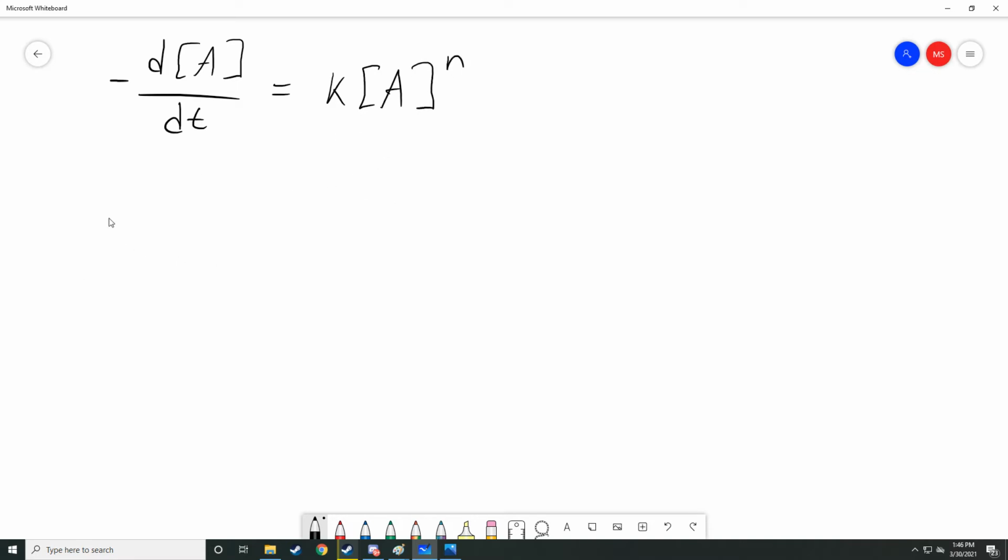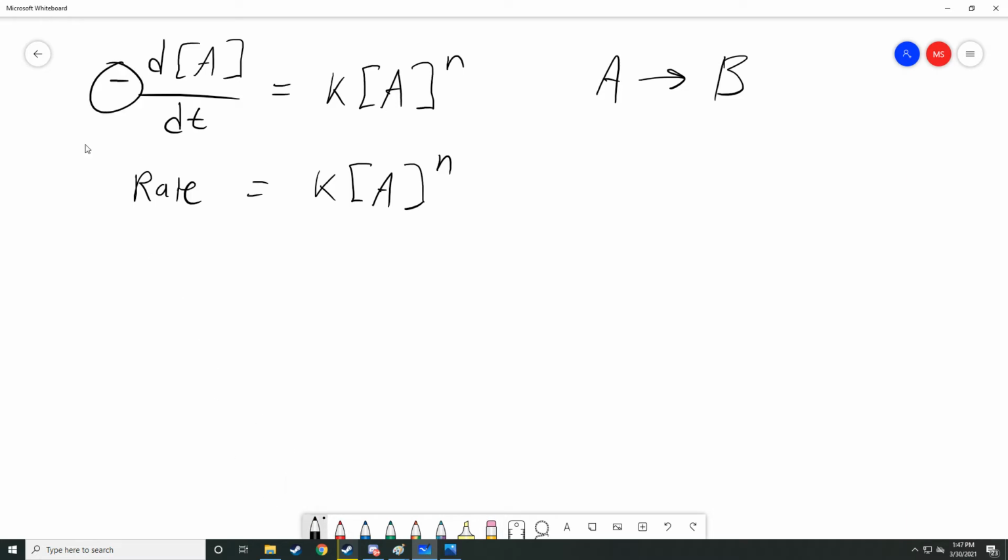So here, this was written in the lecture as the rate, and this is the differential rate law because it's a differential equation, equal to A to some power n, right? And here we're just looking at the general reaction, A goes to B, as was done in lecture. And we have this negative sign here because, as Chris just said, generally the rate is written as positive, and A here is going to be decreasing over time.